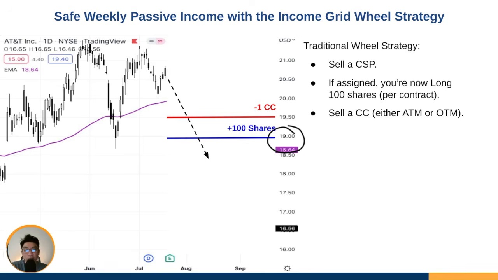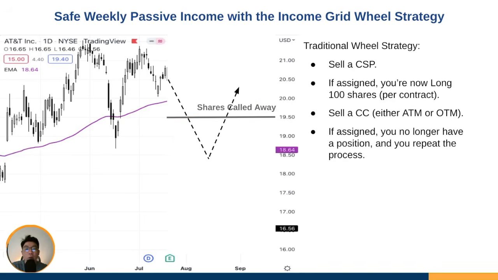So if you're assigned at $19, you want to sell a covered call anywhere above that. In this example, as you can see, I talk about selling at $19.50. That's where you can sell your covered call. So not only do you get the premium, but if the market actually goes up and you get assigned on your covered call, what happens is that your shares get called away. If your shares get called away, you now have no position and you simply just repeat the process.